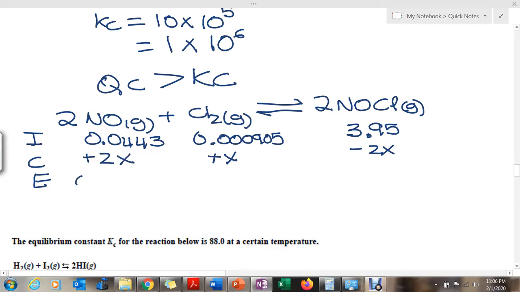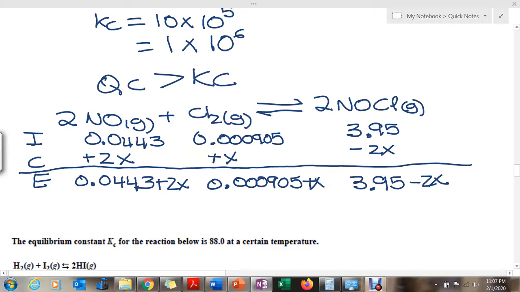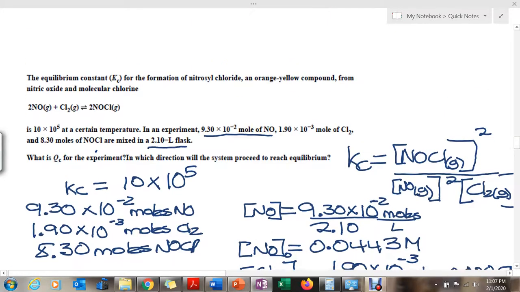So here would be 0.0443 plus 2x. Here would be 0.123905 minus x. And here would be 3.95 minus 2x. The reason I was looking at this is that now we could do the quadratic equation to find out the concentrations at equilibrium. But this is going to be a mess. Why? Because we are not going to be able to drop the x, and we're going to have to do the whole quadratic equation.